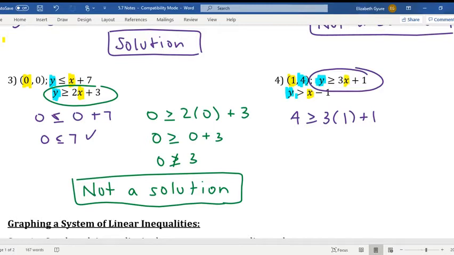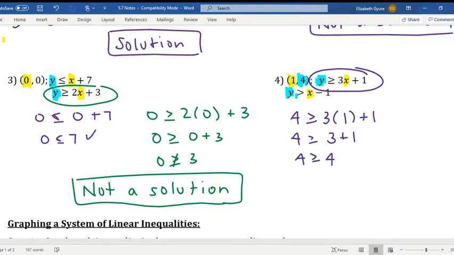All right, so now we can simplify. So make sure, I think we're pretty good with this part. Simplify our multiplication first. 3 times 1 is just 3. So we're going to have 4 is greater than or equal to 3 plus 1. And then one more time, simplify over here. 3 plus 1 is 4.